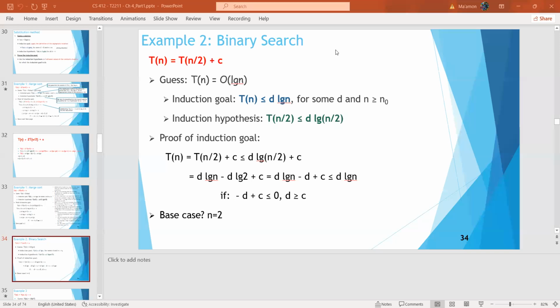We have this formula T(n) = T(n/2) + c. Okay, this is our guess for the time complexity of this formula. As we have studied, the time complexity for this formula is related to binary search, as written here, as we have studied before.